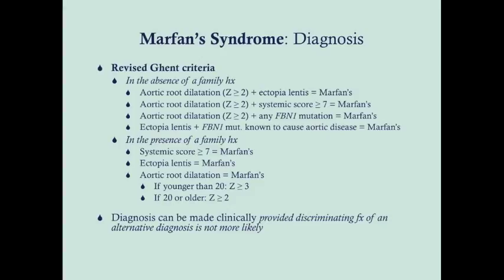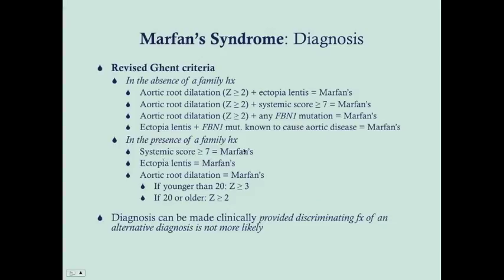So the Ghent criteria is used for making a formal clinical diagnosis of Marfan syndrome. Now, if you have a patient who has a family history of Marfan syndrome, that's going to make the diagnosis a lot easier. So if there is a family history of Marfan syndrome, then all you need is a systemic score of more than 7. If the systemic score is more than 7, then in a patient with a family history of Marfan's, and usually they do, 70% are inherited, then you have a diagnosis right there.